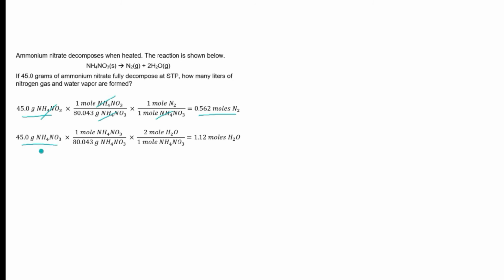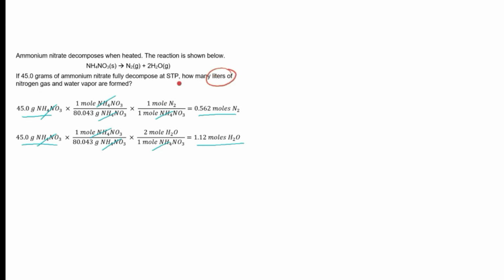Again, starting with our 45 grams of ammonium nitrate, convert that to moles. Now we have a different mole ratio because we are predicting water here. This is a 1-to-2. Our moles of ammonium nitrate cancel, and we will get 1.12 moles of water vapor. So we've done our stoichiometry, but our problem is asking us for volume.